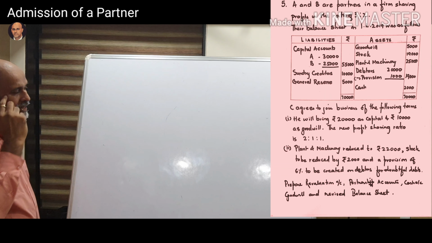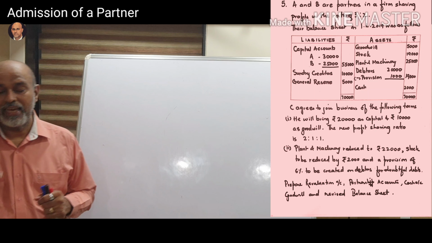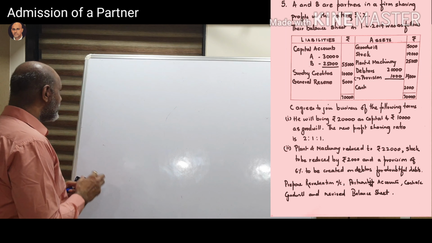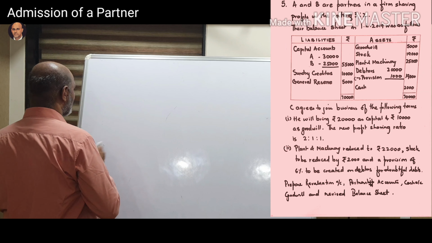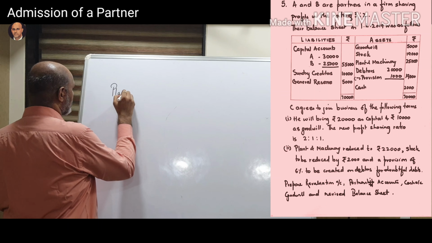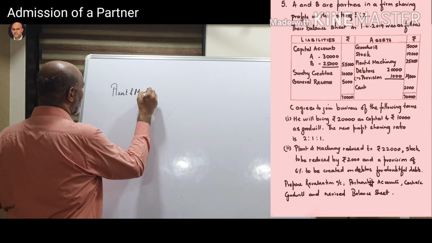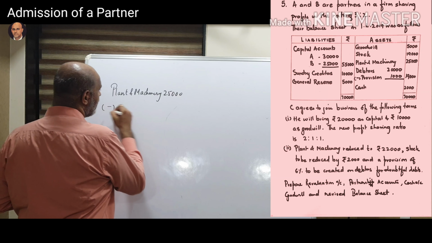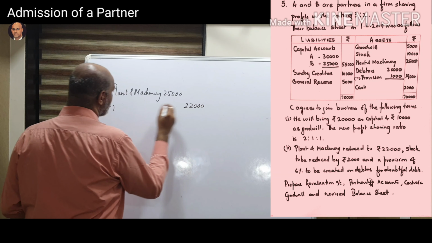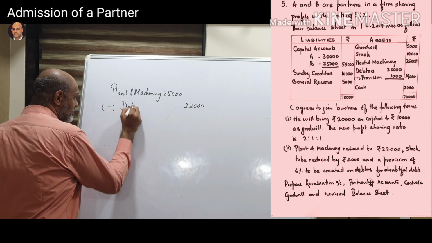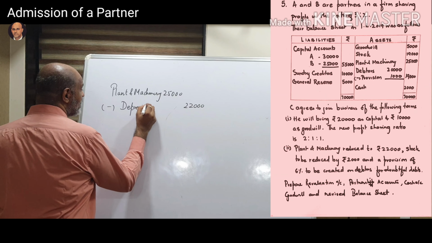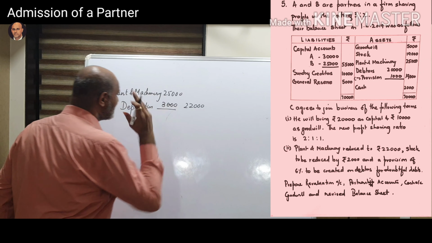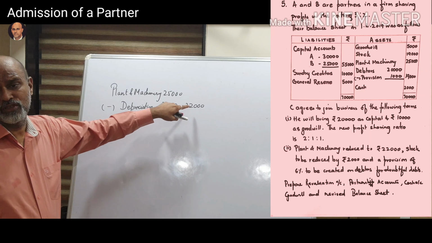Okay, now let us take up the next adjustment. Plant and machinery to be reduced to 22,000. Plant and machinery का जो पुराना वैल्यू है वो 25,000 है. Now we have to do something and get the value to 22,000, which means I'll have to minus depreciation of 3,000. Then I shall get the value of 22,000 here.